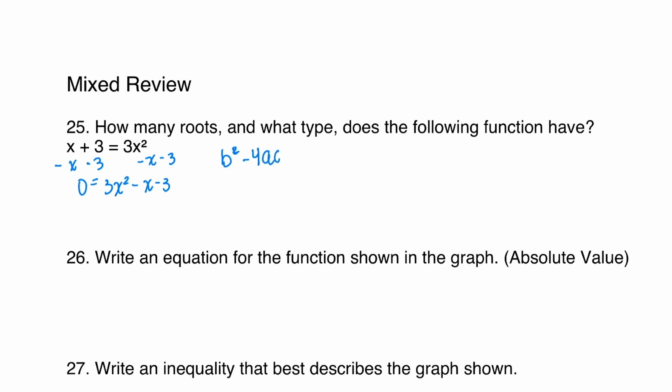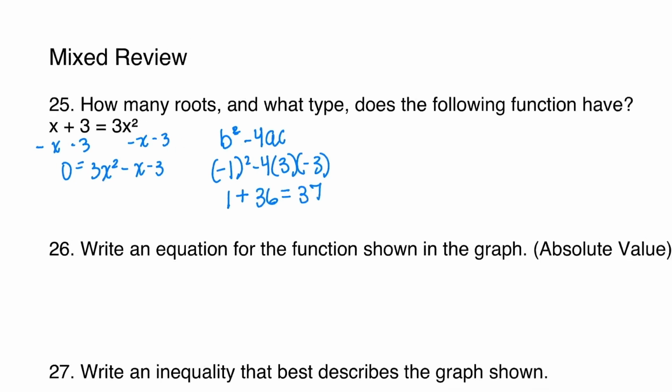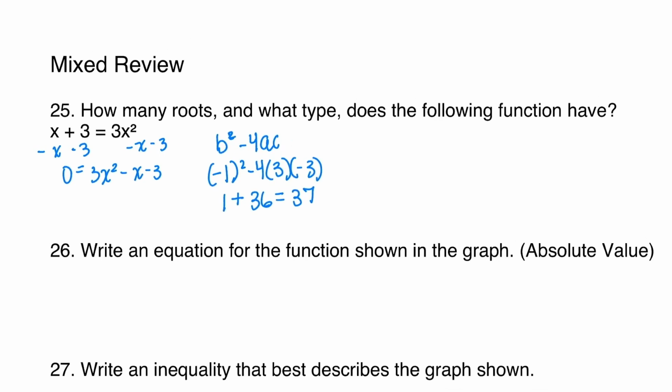There are 3 conditions to be able to tell what our roots will be, and we'll address that in a second. Our b value here is negative 1, our a value is 3, and our c value is negative 3. So 1 plus 12 times 3 is 36, and that's going to be 37 for our discriminant. Since our discriminant is greater than 0, that means that we're going to have 2 real solutions.